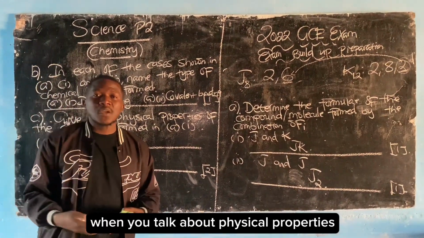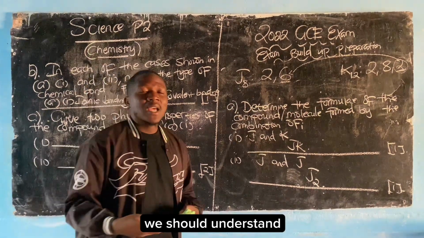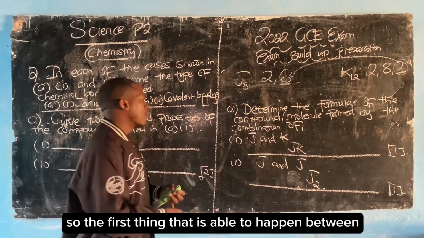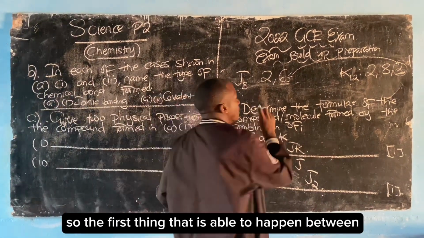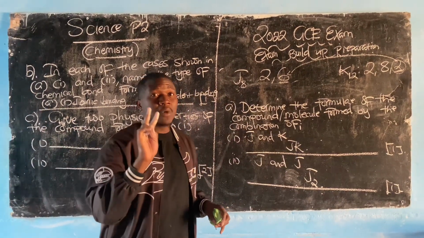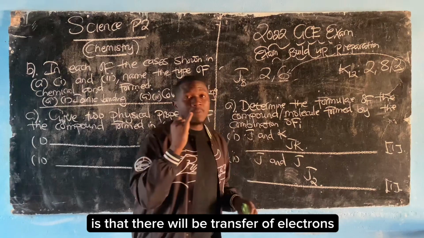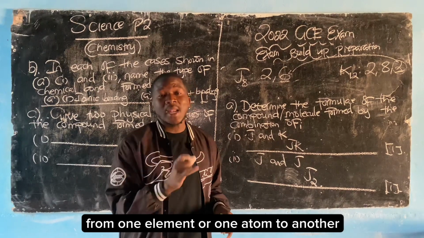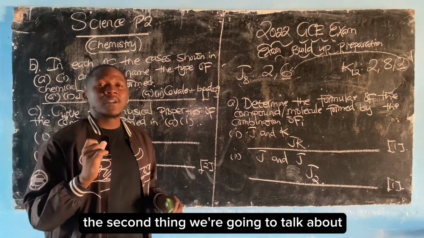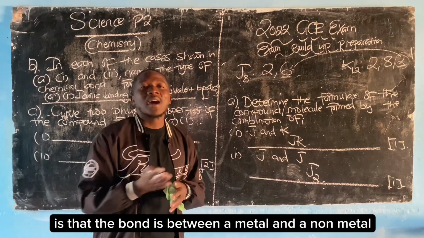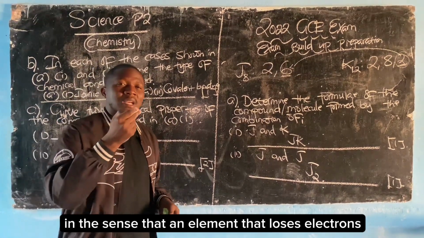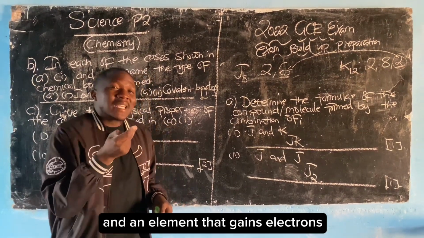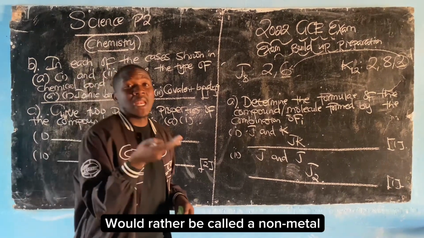Then C, give 2 physical properties of the compound formed in A1. When we talk about physical properties, we are not going to talk about how it reacts or its chemical characteristics. The first thing that happens between 2 elements that ionically bond is that there will be transfer of electrons from one atom to another. The second is that the bond is between a metal and a non-metal, in the sense that an element that loses electrons to be stable would rather be called a metal, and an element that gains electrons in order to be stable would rather be called a non-metal.